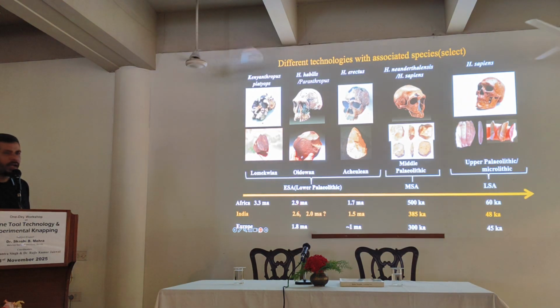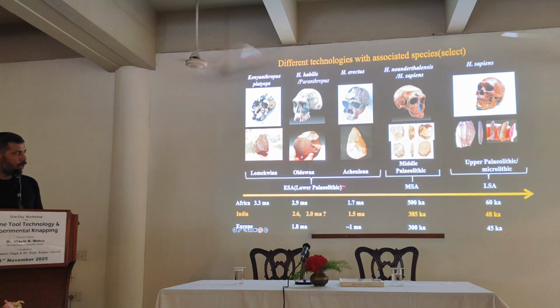Oldowan in Africa is dated back to 2.9 million years, but in India it is contested. Some people believe in India there is Oldowan dated back to 2.6 or 2 million years, but some scholars disagree also. Also, these are the associated species with these technologies. Lomekwian is associated with Kenyanthropus platyops. Then we have Oldowan associated with Homo habilis or Paranthropus. Then we have Acheulean, significantly associated with Homo erectus, and giving you the first out of Africa model.